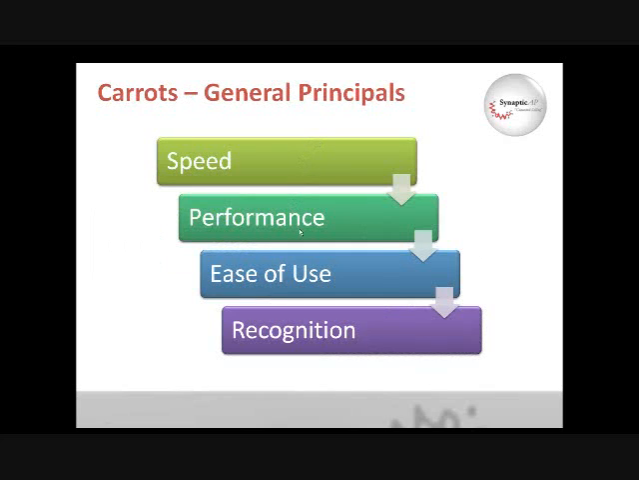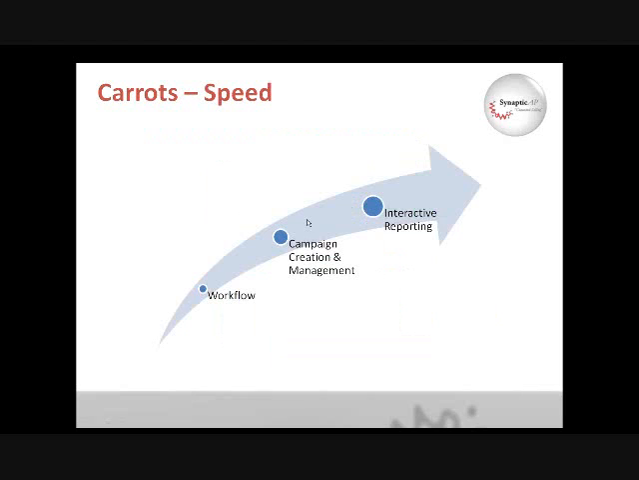So coming back to the carrots, right? Speed, performance, ease of use, and recognition. This is not meant to be an all-encompassing view of any of these, just a few examples of different things that can be looked at. So as an example, for a marketing team, what are some things we can do to make things faster for our marketing team? Well, first of all, how about workflow, right?